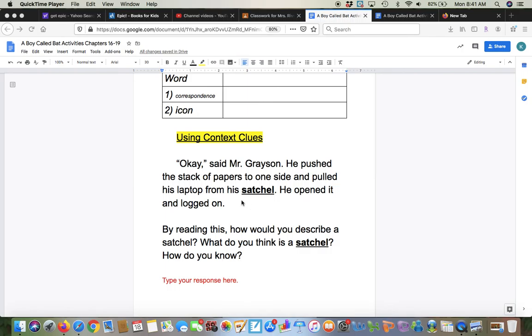So this is what it says. "Okay," said Mr. Grayson. He pushed the stack of papers to one side and pulled his laptop from his satchel. He opened it and logged on. So after reading that, I know that whatever this thing is, he opened it. He pulled his laptop from it. So that's giving me ideas of what that word means.